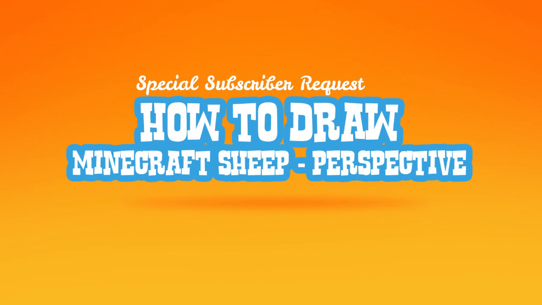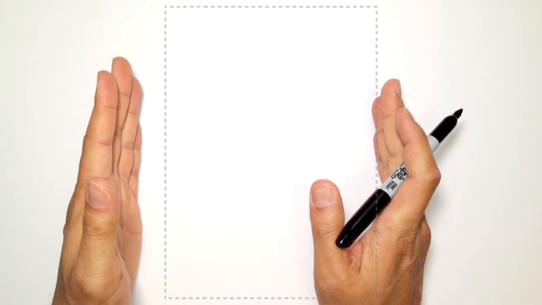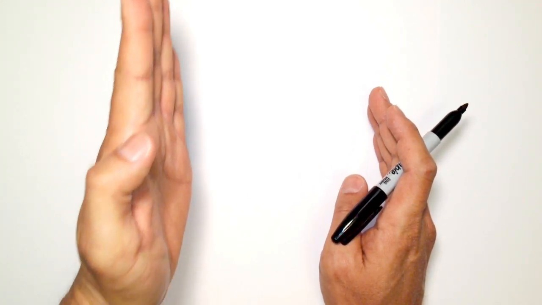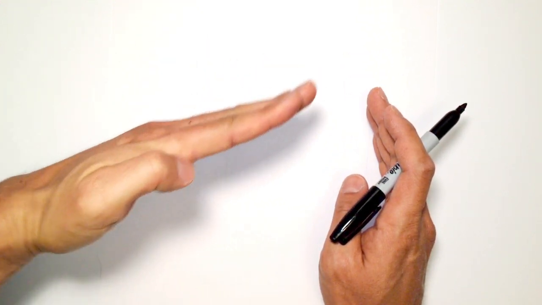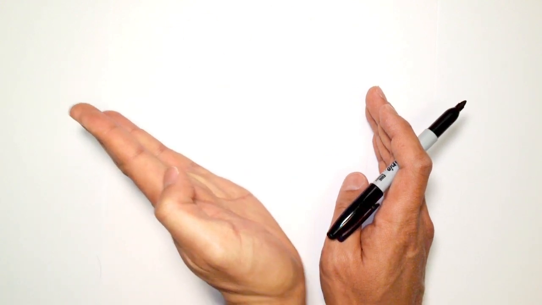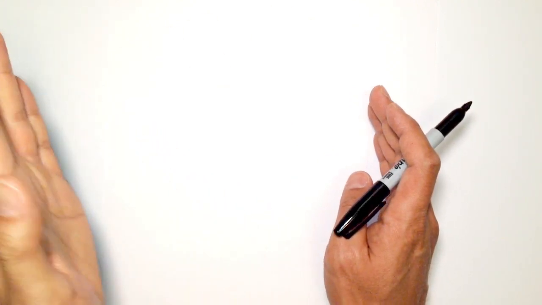Hey there. Today I'm going to show you how to draw some very simple 2D perspective by drawing a Minecraft sheep. When you're drawing in 2D perspective, you just have to draw in basically three line directions: up and down, an angle going this way in one direction, and then another angle going in this direction. Those are the only lines I'm going to be drawing for this lesson.